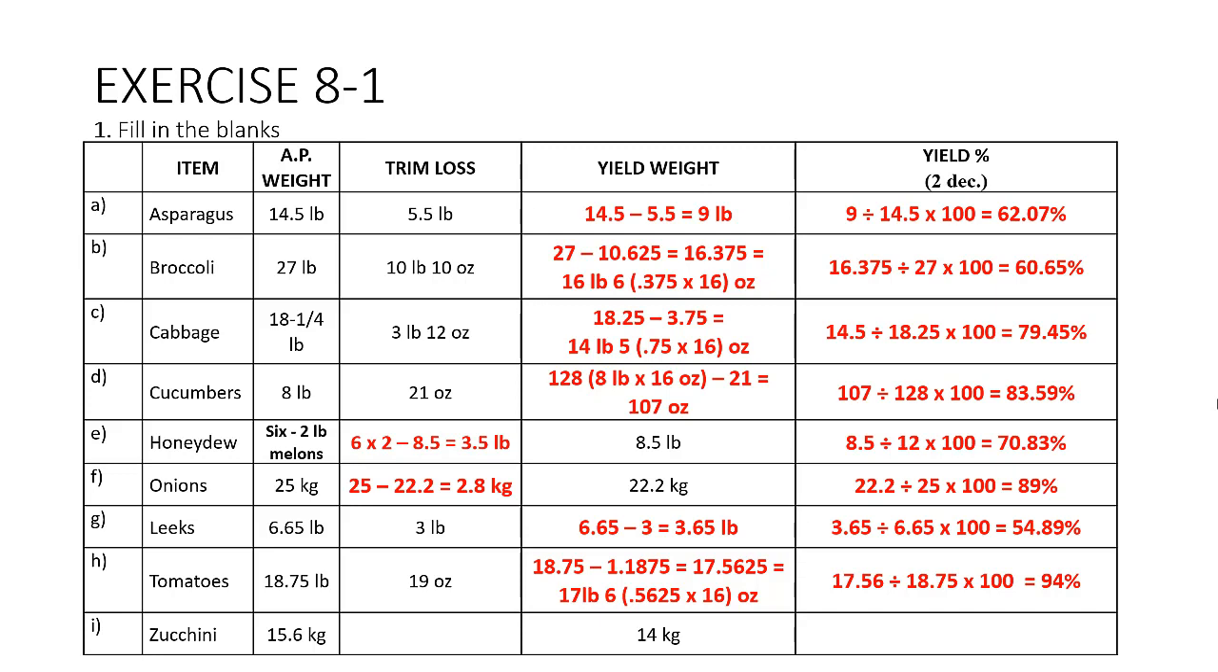And the last example here for the zucchini, we purchased 15.6 kilograms. We yielded 14 kilograms. So what did we trim away? 15.6 minus 14. We trimmed away 1.6 kilograms of our zucchini. But to get the yield percent, we only concern ourselves with the yield weight, or the EP amount, of 14 kilograms. We're going to divide that by 15.6 kilograms and multiply it by 100, and we get 89.74% for the yield on the zucchini.